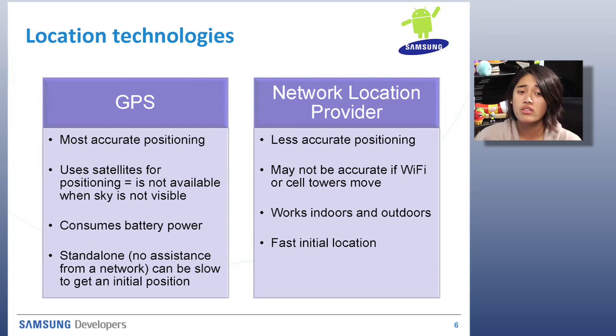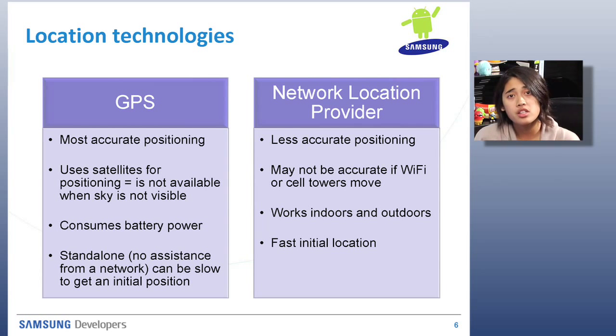And then finally, one of the other drawbacks is when you do use standalone GPS, which means that you're not getting some sort of point of reference as far as where you're located from the network, whether that's Wi-Fi or cell tower, it does sometimes take a very long time to get that initial fix.